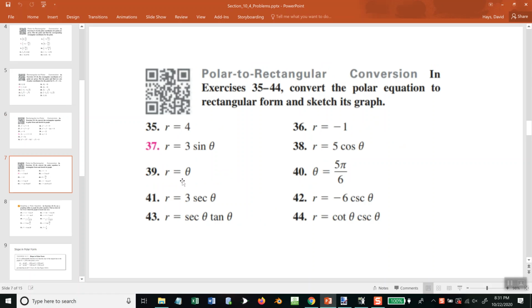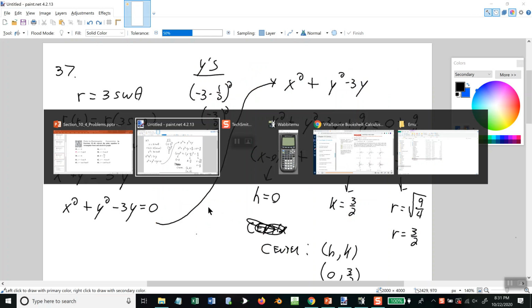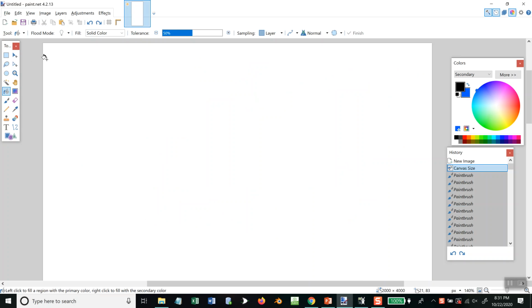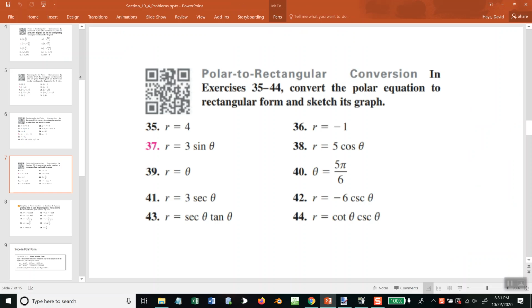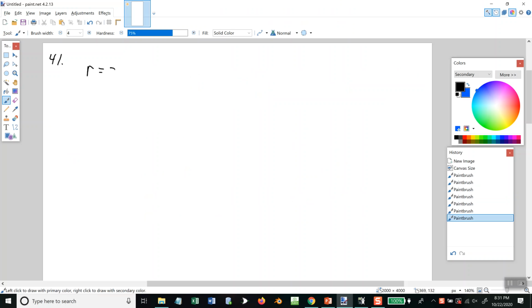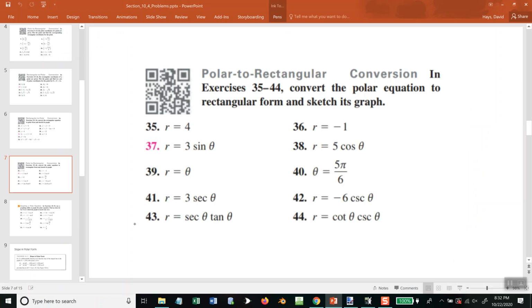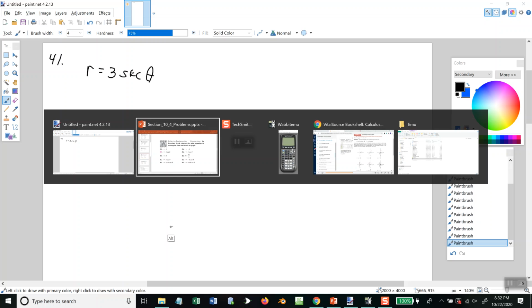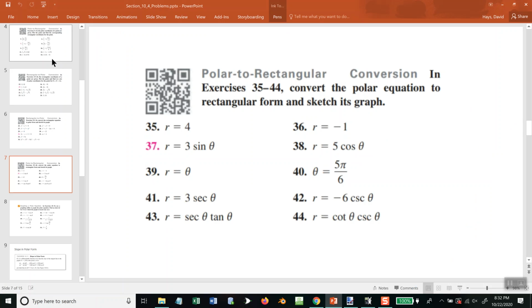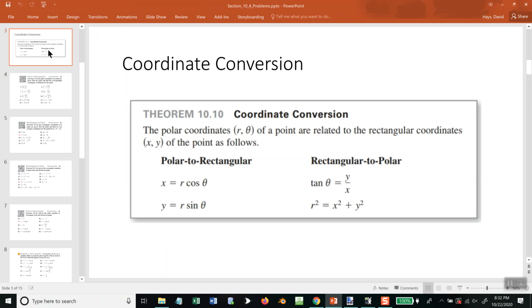That was number 37. 39 is like 35. 41 is different. Let's look at 41. And 43 would be different too because it's got secant and tangent. Problem with those are I don't have those functions anywhere.